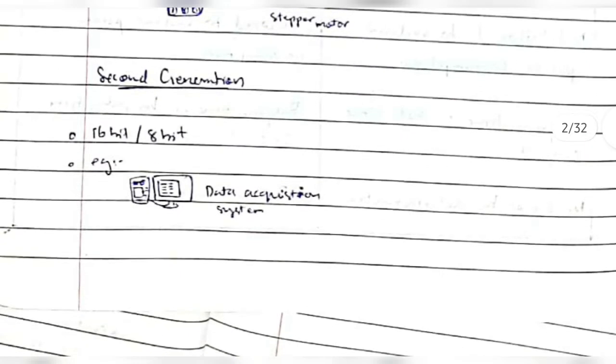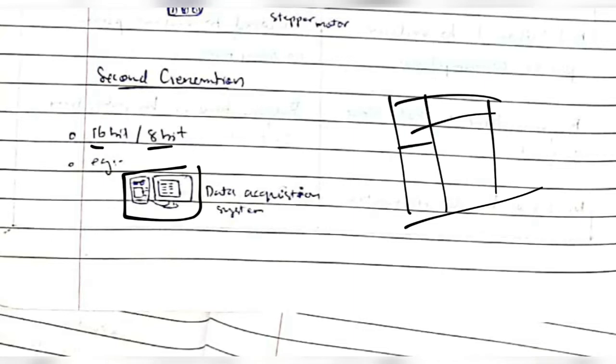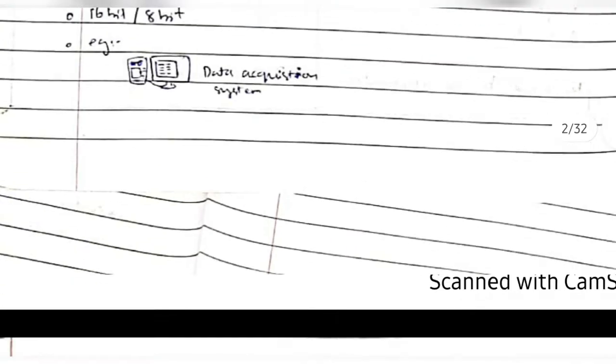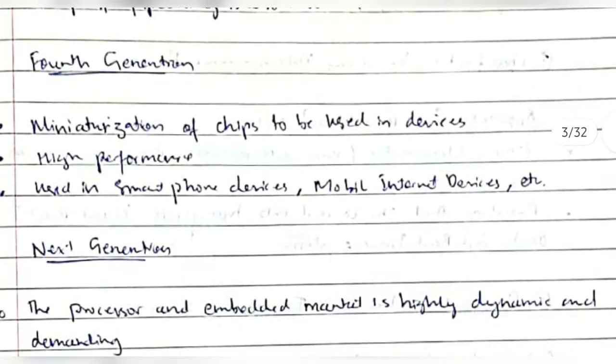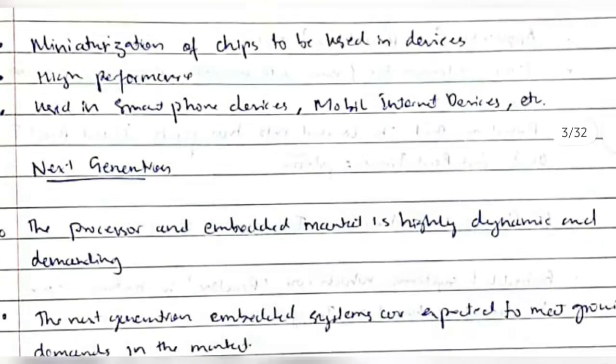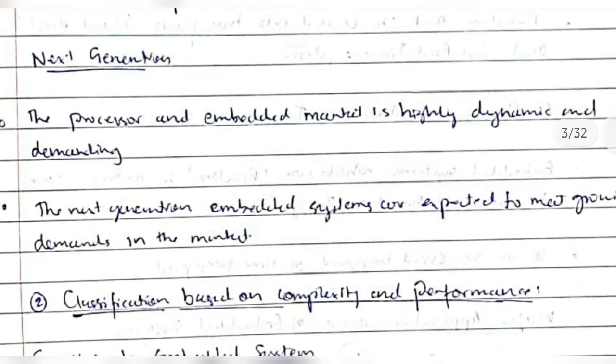Then the second generation were about 16-bit to 8-bit. They were used for storing data inside the computer, like in an Excel sheet. The third one is 32 or 16-bit, which were used in areas like robotics, media, and industrial process control, and so on. The fourth one is mobile phones and internet devices, in which microprocessors are used, and it has high performance. The fifth one is the next generation, which is highly dynamic and demanding, and can be used in IoT and robotics inside the market.